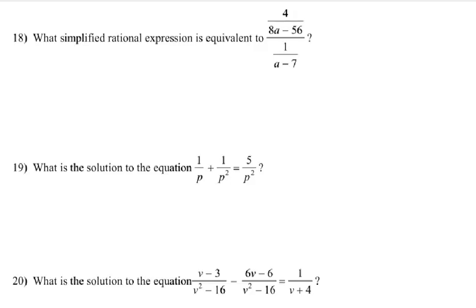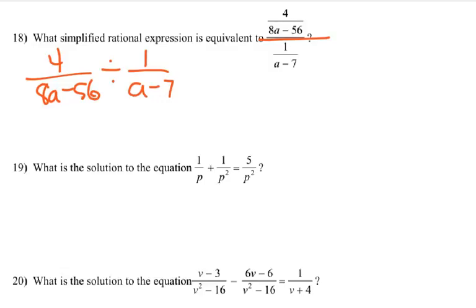Alright. Now division works the same way. Okay, they try to fool you with looking like that. It's really like this. And remember, when you're dividing fractions, you can't, so what you do is you multiply by the reciprocal. So instead of 1 over a minus 7, it's a minus 7 over 1.